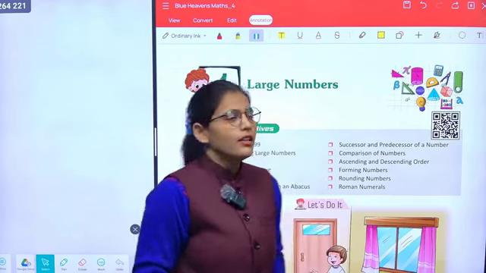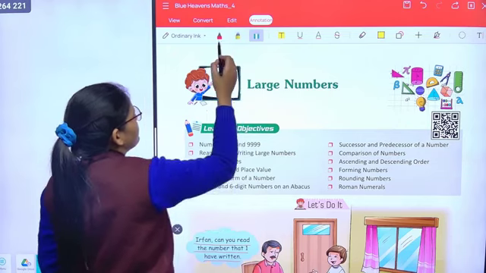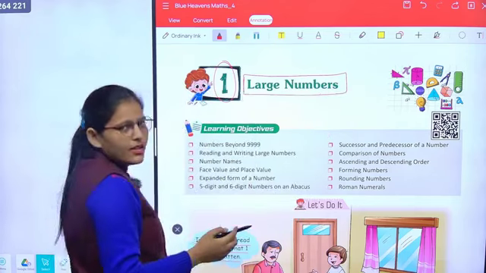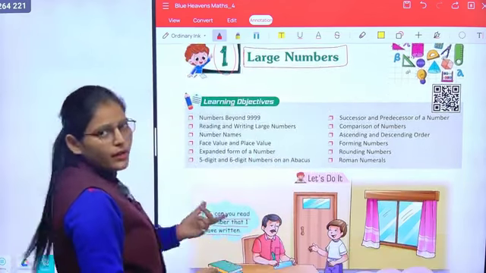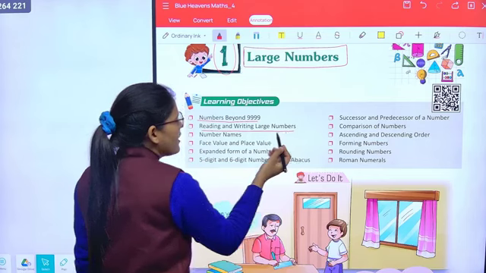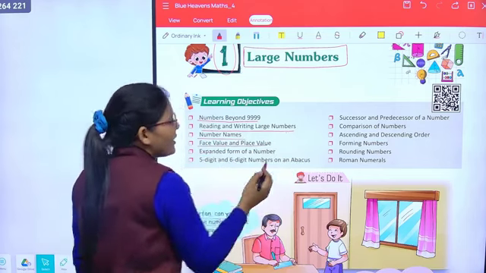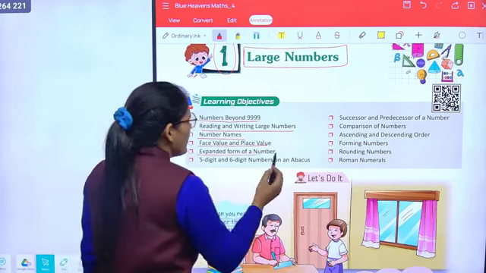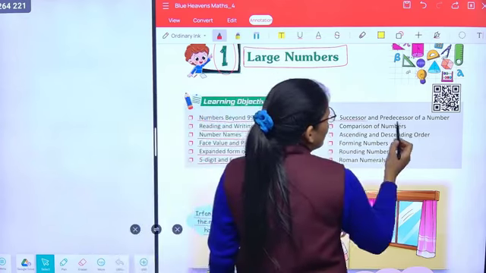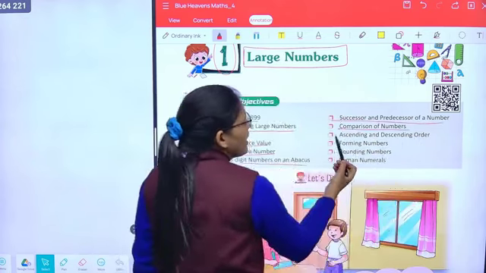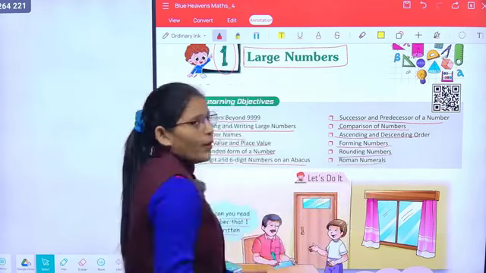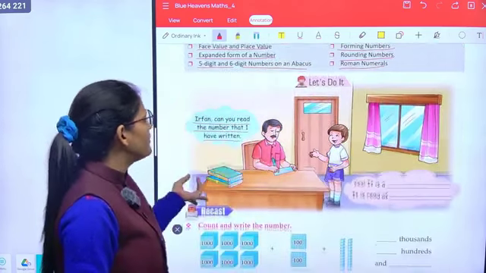Kids, today we will learn chapter number 1, that is large numbers. In this chapter we are going to study numbers beyond 9999, reading and writing large numbers, number names, face value and place value, expanded form of a number, 5-digit and 6-digit numbers on an abacus, successor and predecessor of a number, comparison of numbers, ascending and descending order, forming numbers, rounding numbers, and Roman numerals. Let's start the chapter.